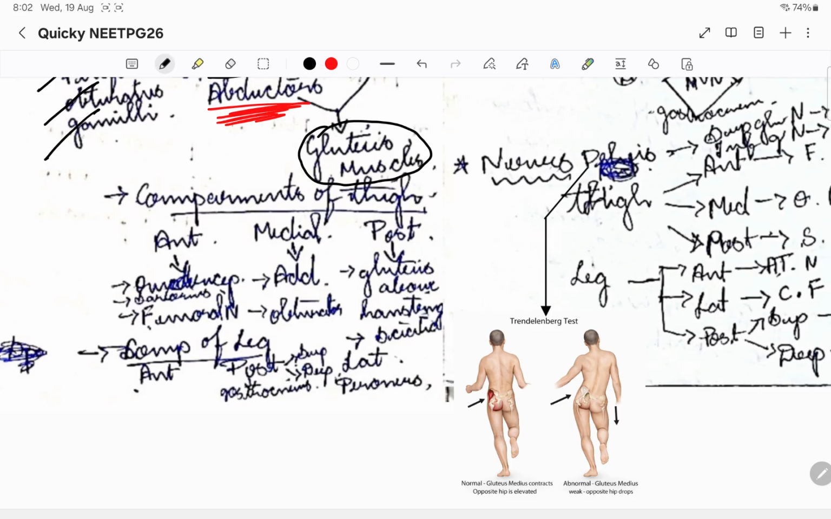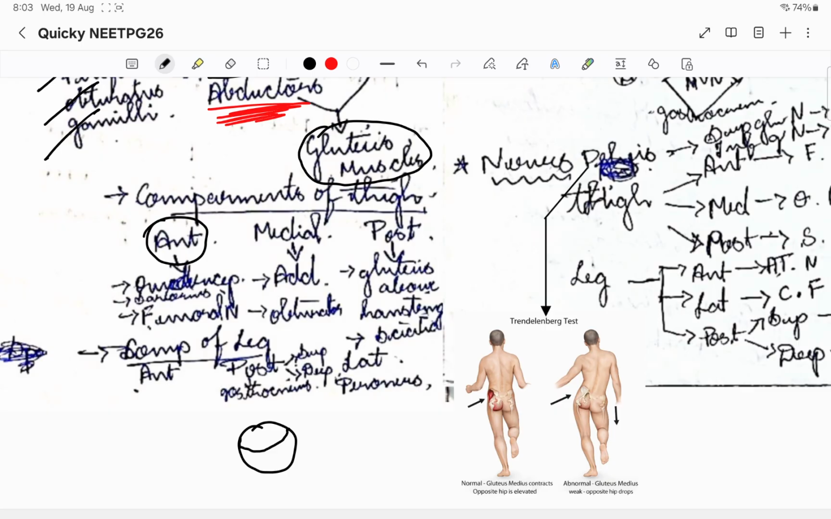Moving down, in the anterior compartment of the thigh, as I was discussing, anteriorly there is a compartment. Here the quadriceps muscles are there, the sartorius muscle is there. That's all that is important.